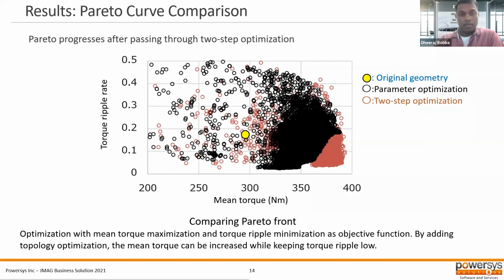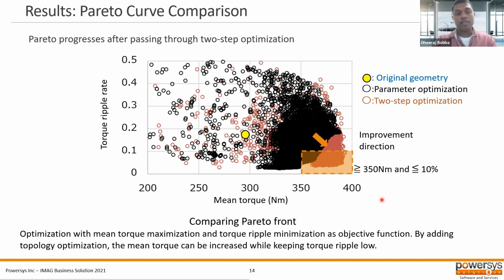And then these are the results that are obtained from both the optimization methods. So the original geometry is highlighted here in yellow, and everything in black is the reference optimization, meaning only parametric optimization is performed. And the orange here is the two-step optimization. So we can see that the Pareto front has been improved further, and all the designs in this orange box here meet the criteria of torque greater than 350 Newton meters, and the torque ripple is less than 10%.